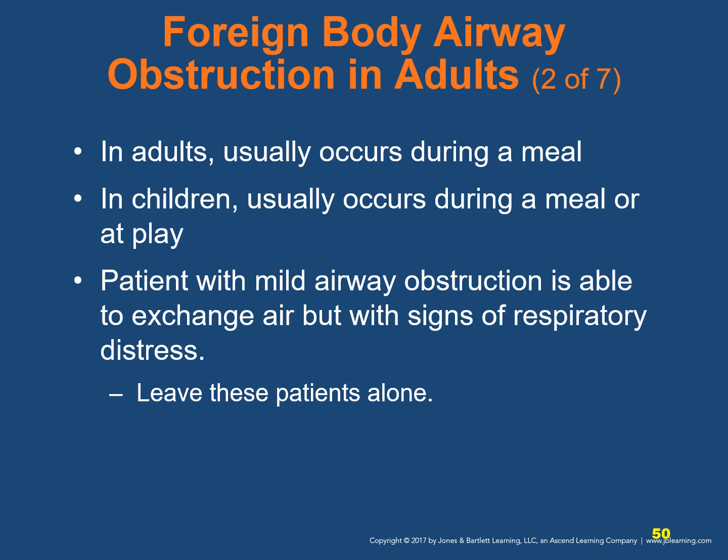Recognizing foreign body airway obstruction. In adults, foreign body airway obstruction usually occurs during a meal. In children, airway obstruction usually occurs during a meal or at play. Mild airway obstruction: the patient is able to exchange adequate amounts of air, but still has signs of respiratory distress. Leave these patients alone. Observe for signs of severe airway obstruction: weak or absent cough, decreasing level of consciousness, and cyanosis.